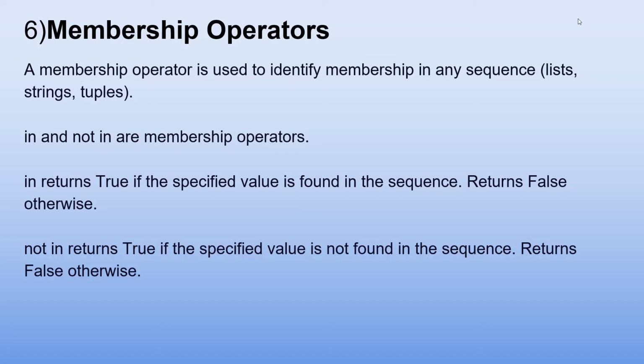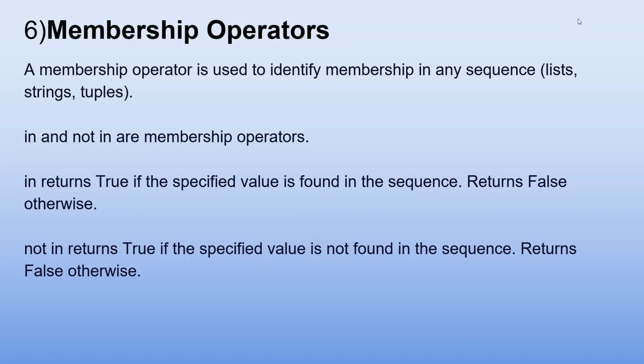In and not in are the membership operators. In returns true if the specified value is found in the sequence, otherwise it returns false. So if the value is present in the sequence, then we are going to get true, or else we are going to get false. Not in returns true if the specified value is not found. As you can see here, not means negation. So if the value is not present in the sequence, then we will be getting true, whereas if it is present, then we will be getting false.